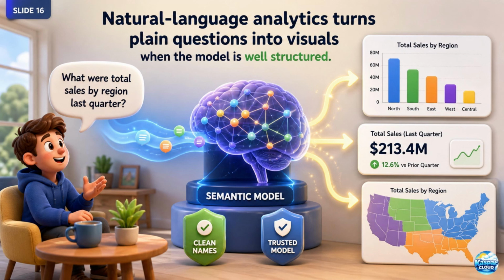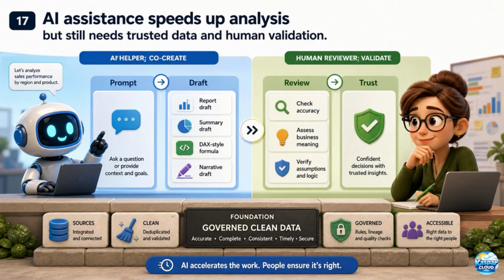Q&A works best when the semantic model uses clear business-friendly naming, accurate relationships, and well-defined measures. Natural language analytics can greatly improve accessibility, but its effectiveness still depends on the quality and structure of the underlying semantic model. Copilot and AI capabilities add another layer of assistance to Power BI and Microsoft Fabric.